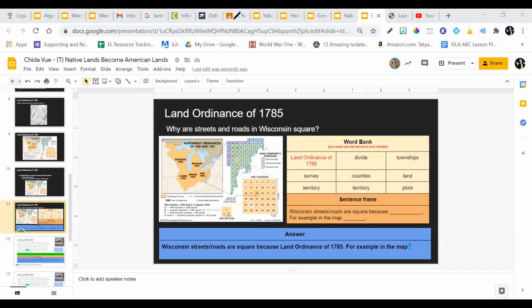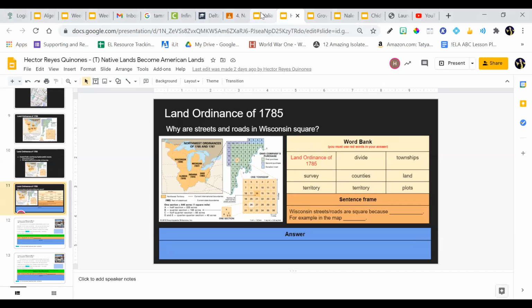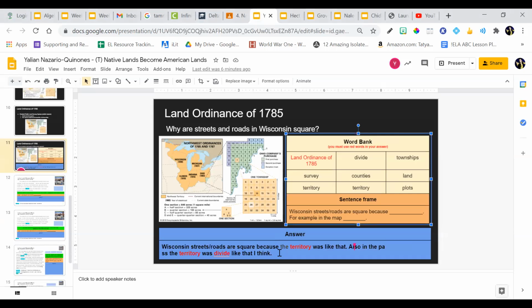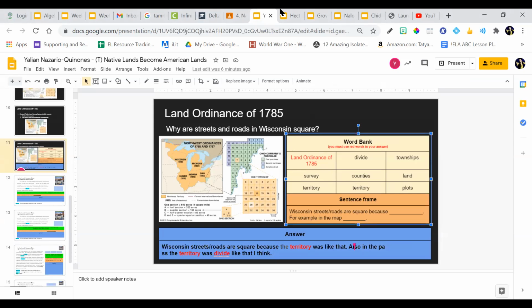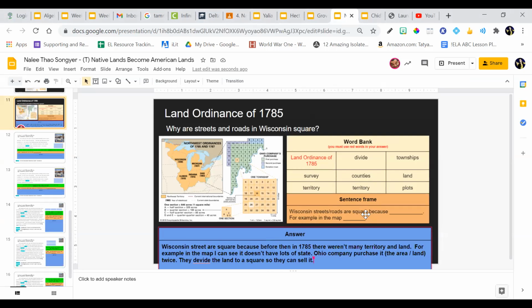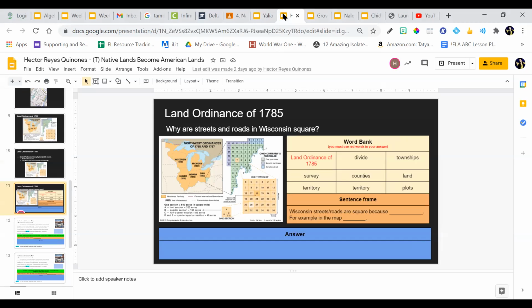All right, so everybody, if you didn't get that answer, you should have an answer in there, or adjust your answer to include that. Like Yali, we do need to include in our answer the Land Ordinance of 1785. Same thing, Nali, we should have that phrase in there. And Hector, we still need to get into our slides if we can.